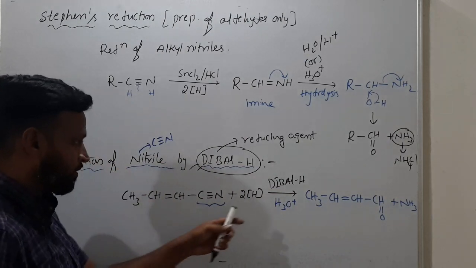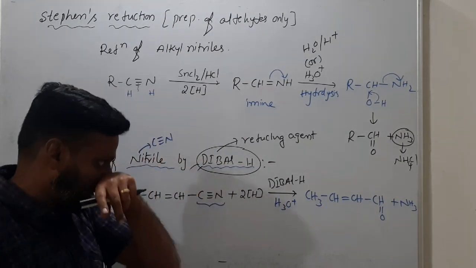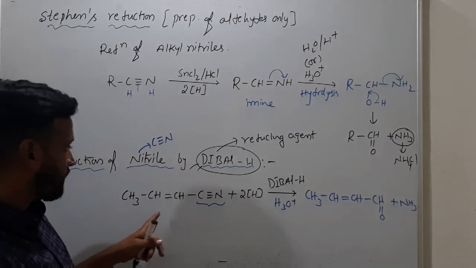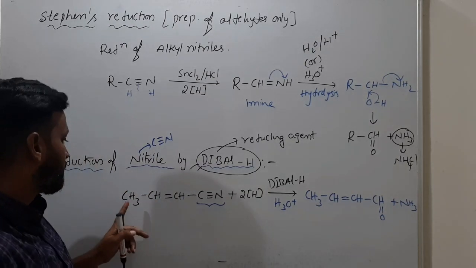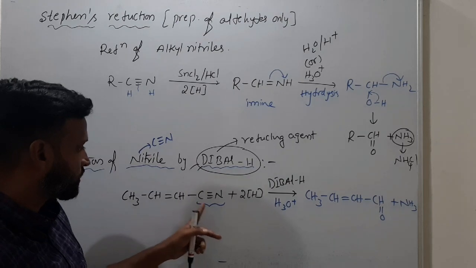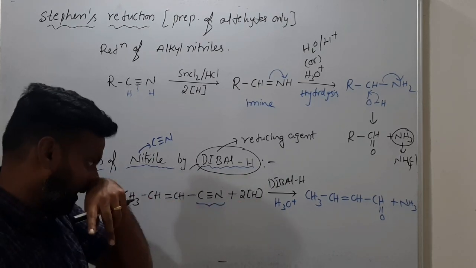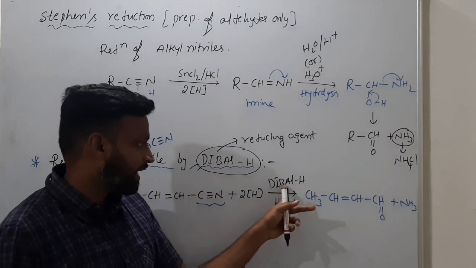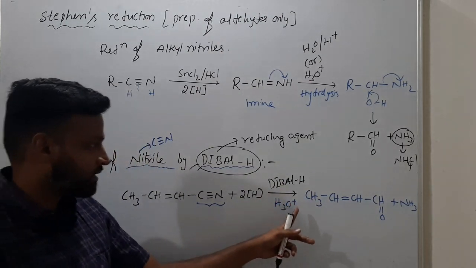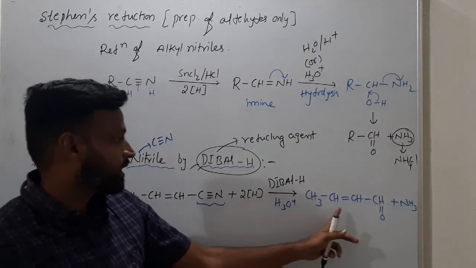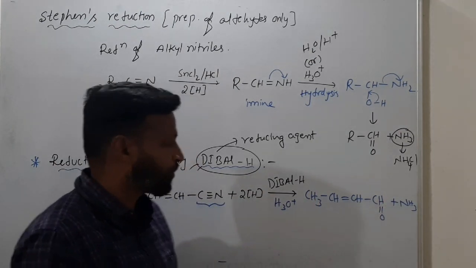As I said, HCl is not there to form NH4 plus; NH3 is there. So what happens here? Only the aldehyde is prepared. So CH3, CH double bond CH, C triple bond N, and 2 moles of nascent hydrogen, that is the indication of reduction. And DIBAL-H was used. H3O plus means hydrolysis, and you have CH3, CH double bond CH and CHO.